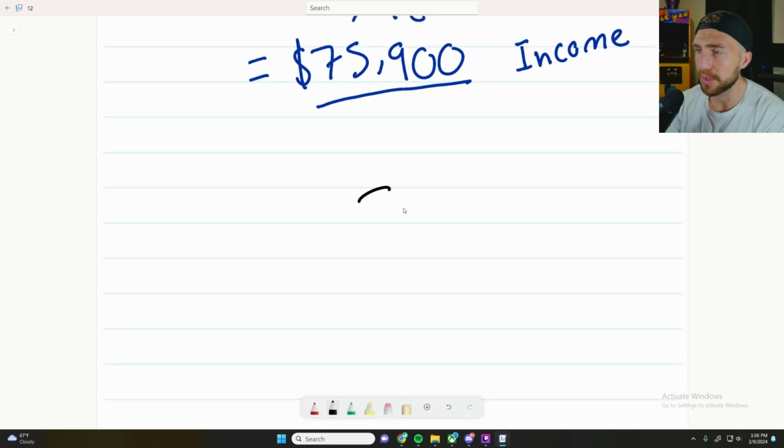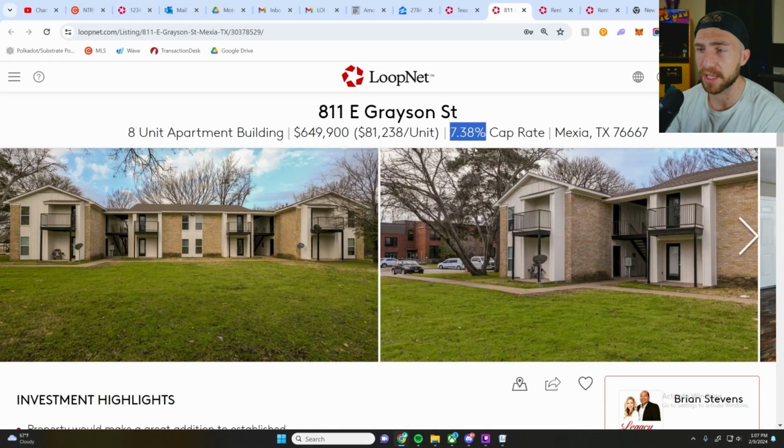Okay, and by doing that, you end up with an 8% cap rate. That's actually a lot closer to what they had. Remember, they had a 7.38% cap rate.